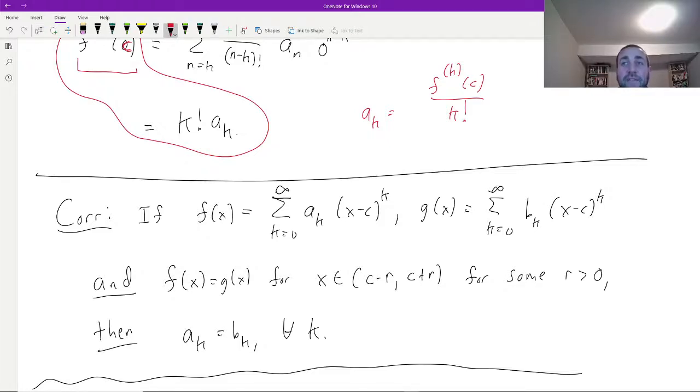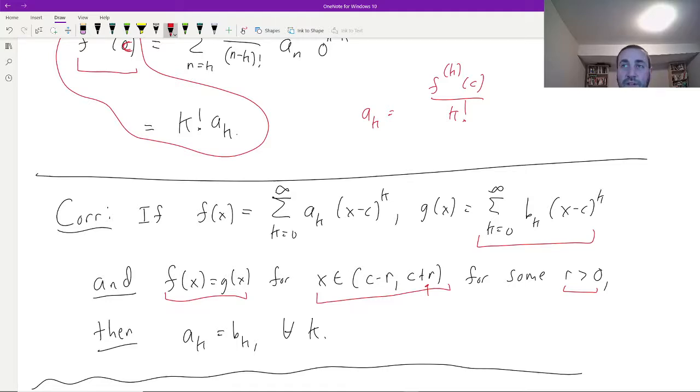Let's imagine that f of x is equal to some power series, the sum from k equals 0 to infinity of a_k (x minus c) to the k. And some other function g of x has its own power series over here. And furthermore, f of x is equal to g of x in some little interval, where the radius r, giving you the length of the interval, is strictly greater than 0. When that happens, we actually have that a_k is equal to b_k for all k.